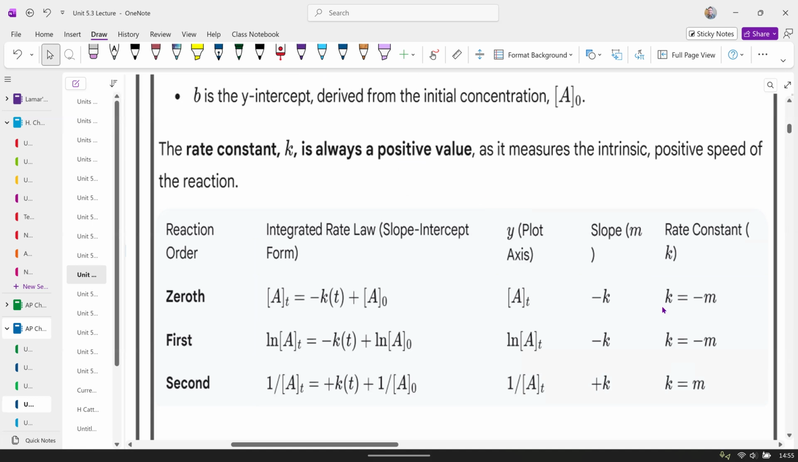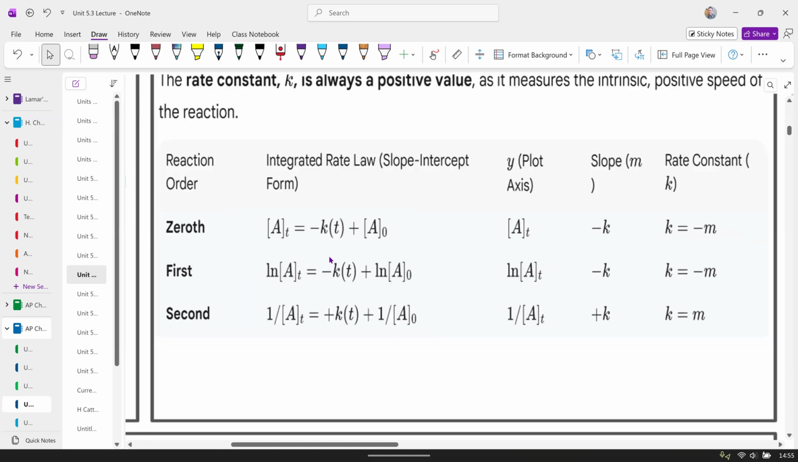Or you can look at it this way. k is the absolute value of the slope. Do you see that? But you're going to get a positive value for k. All right, and we can see first order also has a negative slope and second order has a positive slope according to our integrated rate law expressed in the slope-intercept form.